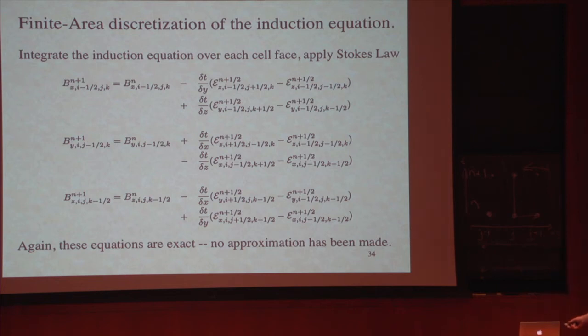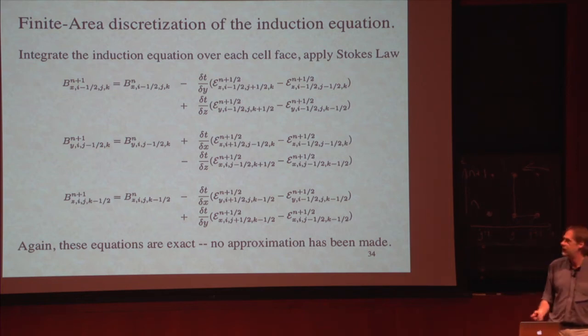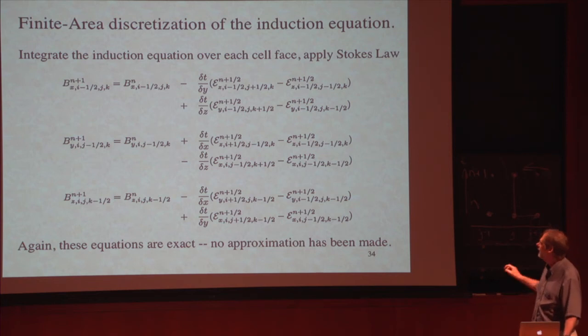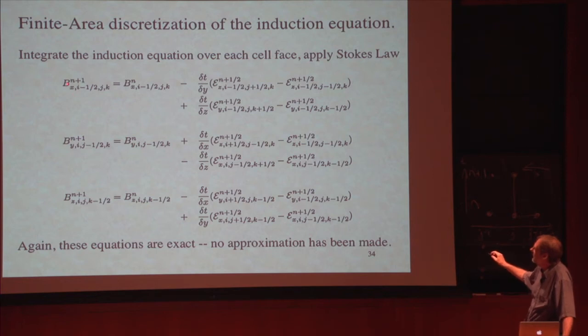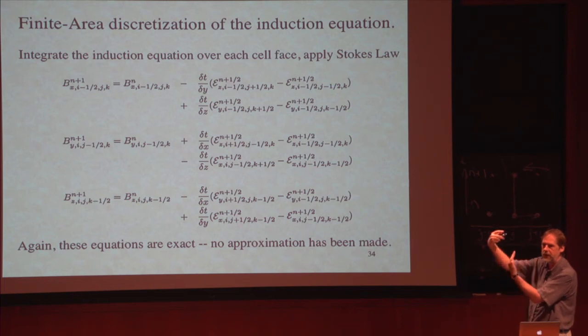Now, for the induction equation, we do not want to use this finite volume discretization. We want to use a finite area discretization. We want to integrate the magnetic field on an area, and then the time rate of change of the magnetic field located at the face. See, it's labeled with i minus a half because it lives on the i minus a half x face. It's just the line integral of the electric field around the edges, the Y and Z edges of that face.